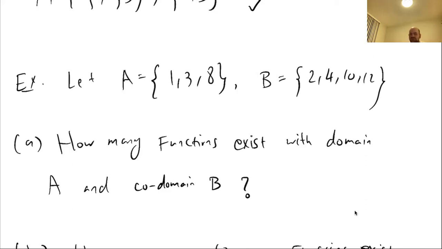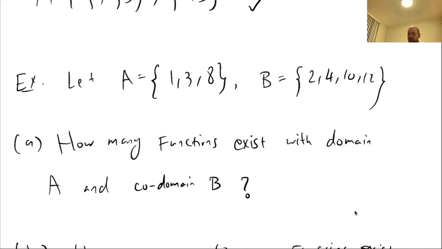So for the first input, which is 1, I have 4 options to assign as an output, either 2 or 4 or 10 or 12, one of these numbers. Then for the second input, again, I have 4 options, either 2 or 4 or 10 or 12. Like I said, even if 2 has been already used for the first input, it's okay to use it for the second input as well, because it's not required to have a one-to-one function.